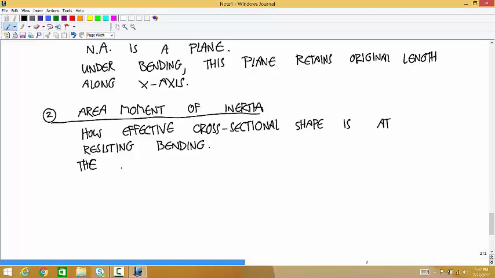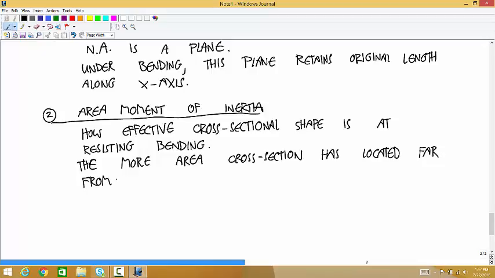The more area the cross-section has located far from the neutral axis, the higher the moment of inertia is. We're going to use this capital I to represent the area moment of inertia. And so this is an important point.